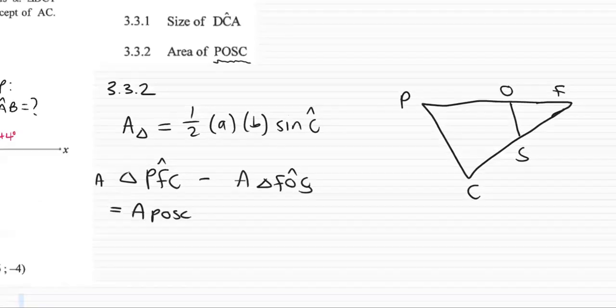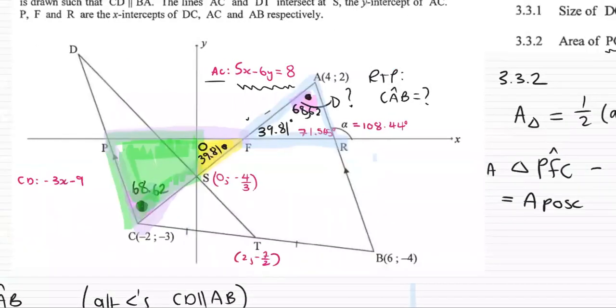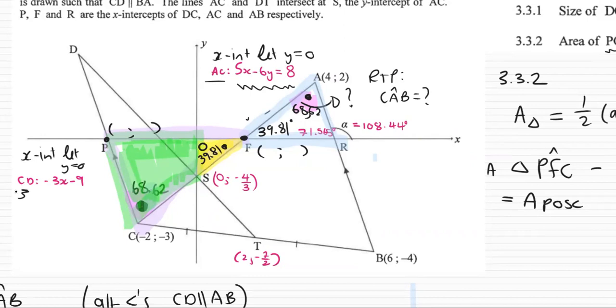Well, let's look at what we have. We don't have F yet, so we need to know what F is. In order to get distances, we also don't have P. So quite a lot of unknown points here. Not a big problem. P we can see is the x-intercept of CD. That's the x-int. We can let y equal to 0. So we can do that quite easily. F is the x-intercept of AC. So again, x-intercept, we can let y equal to 0 to find the x-intercept.